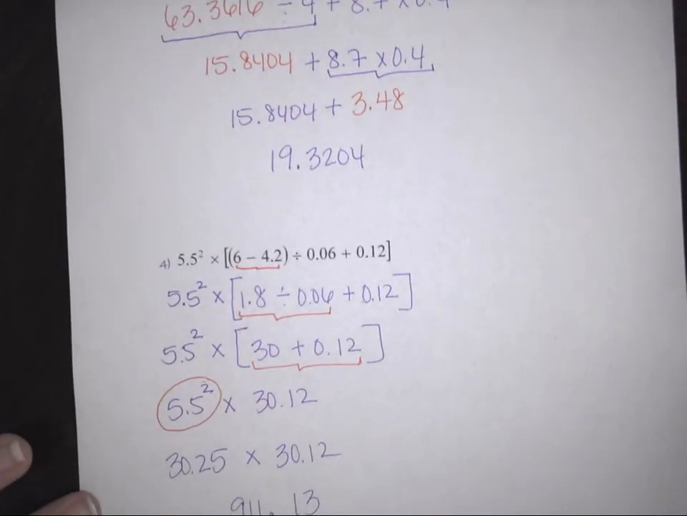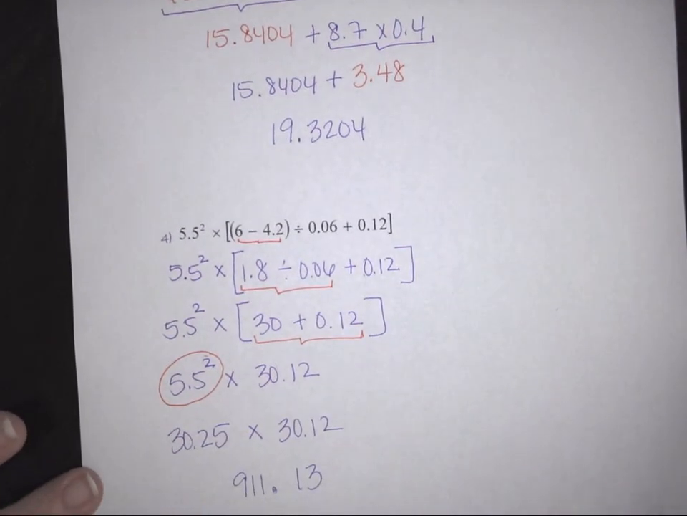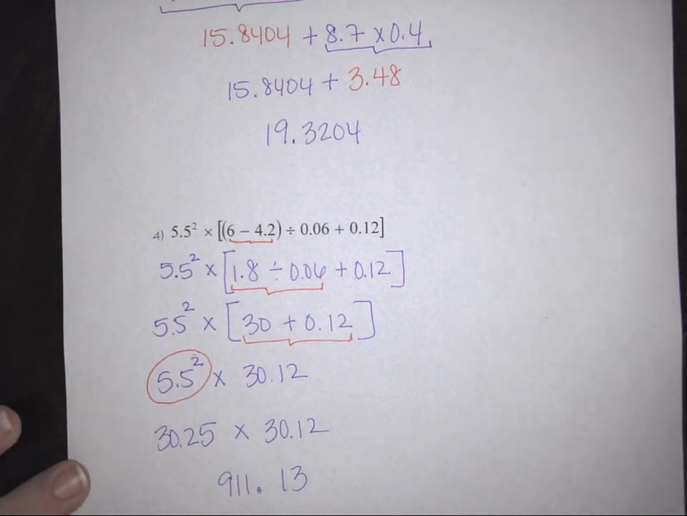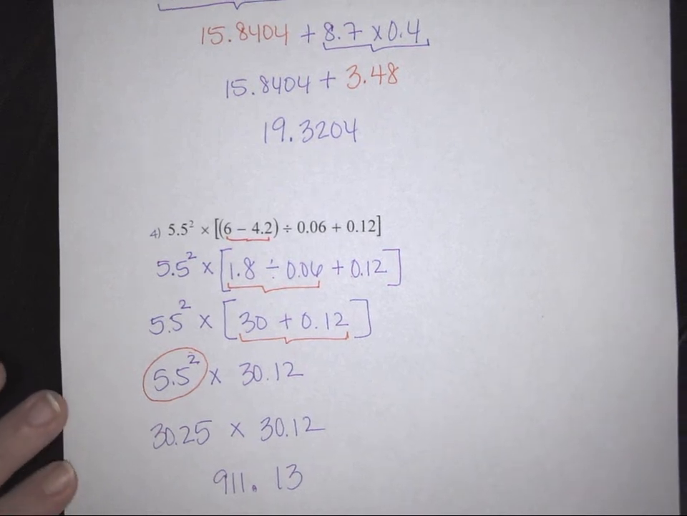So that's kind of a snapshot into the order of operations and how it works using decimals and what it is that you need to look for. So if you have any questions, please let me know.